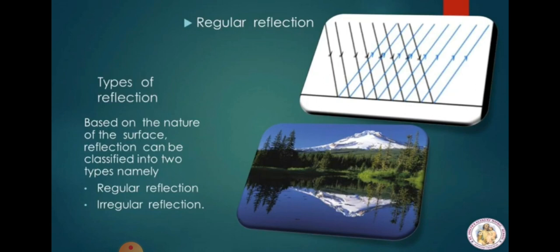Regular reflection. When a beam of light, that means a collection of parallel rays, falls on a smooth surface, it gets reflected. After reflection, the reflected rays will be parallel to each other. So, here the angle of incidence and the angle of reflection of each ray will be equal. Hence, the law of reflection is obeyed in this case and thus a clear image is formed. This reflection is called regular reflection or specular reflection. Example, reflection of light by a plane mirror and reflection of light from the surface of still water. The image of still water you can see in the picture.